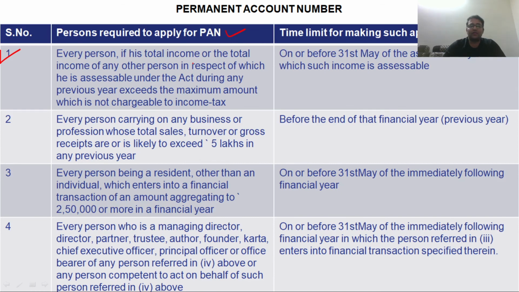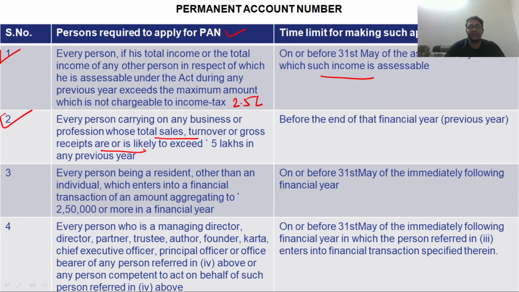Every person, if his total income, or the total income of any other person in respect of whom he is assessable under the Income Tax Act, in any previous year exceeds the minimum amount which is not chargeable to income tax, which is currently 2.5 lakhs, then he needs to apply mandatorily for a PAN card on or before the 31st of May of the assessment year for which the income is assessable. So now we are looking at who are the people who mandatorily need to apply for a PAN card. Firstly, if a person's income after making all deductions is exceeding the minimum amount that is exempt from income tax, such a person needs to apply for a PAN within 31st May of the assessment year for which the income is assessable.